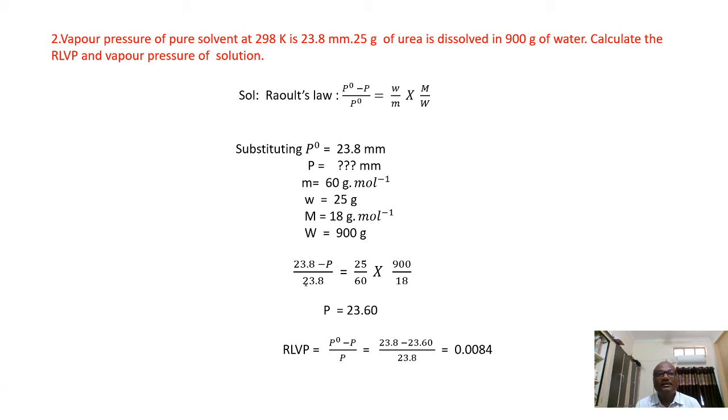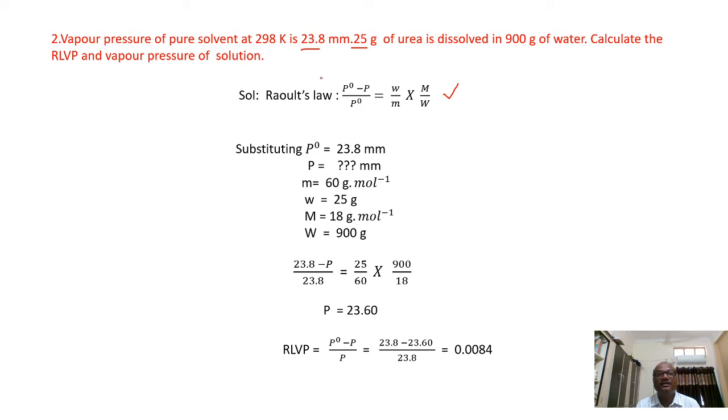So what is the vapor pressure of pure solvent? It is 23.8. 25 grams of urea is dissolved in 900 grams of water. So you have to calculate the RLVP as well as the vapor pressure. Let's see Raoult's law. P naught minus P by P naught is equal to small w by small m into capital M by capital W. You know that the small letters represent solute and capital letters solvent.